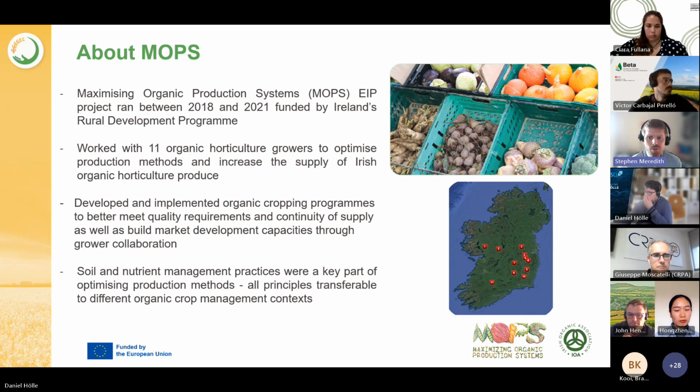So alongside these cropping programs, a very important element was to improve their soil and nutrient management practices through regular exchange between the lead agronomist and the grower themselves. And overall, these practices are really important in terms of optimizing their production methods, and the principles are transferable to different organic crop management contexts. So I'm just going to touch on some of the elements from a soil and nutrient management perspective that we looked at in the context of the project.